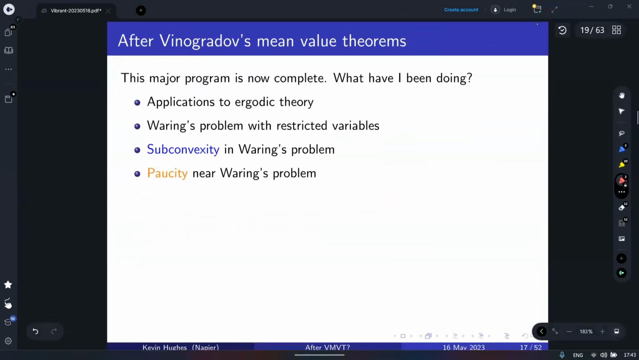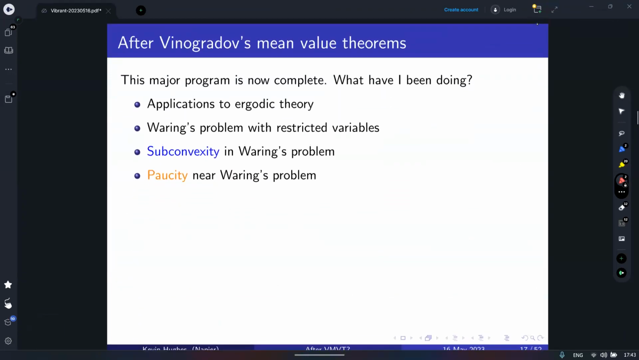So I want to quickly go through some applications in ergodic theory, something that's been well studied at this stage, and really get to what I mean by this subconvexity in Waring's problem. All right, so I'll kind of quickly treat these unless there are any questions at the moment.